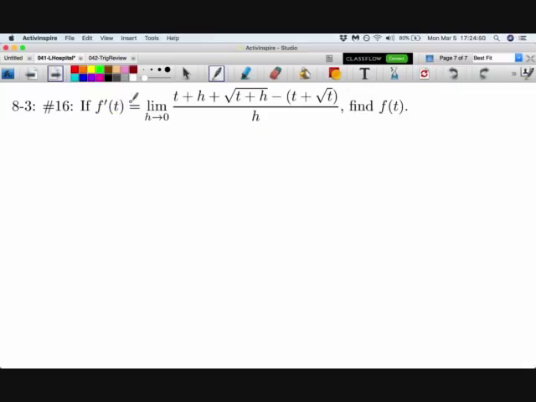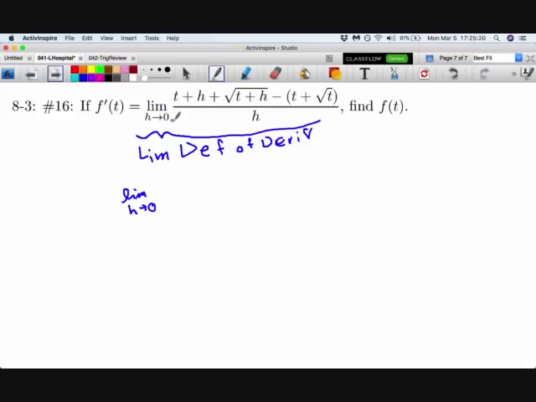This is a weirder problem. If f prime of t equals all of this nonsense, they're asking you to find f of t. You need to remember that this is the limit definition of a derivative. In case you forgot, anytime you see limit h goes to 0, that should be the trigger for you. If you see this limit, it's the limit definition of derivative: f of x plus h minus f of x all over h. That's f prime of x.